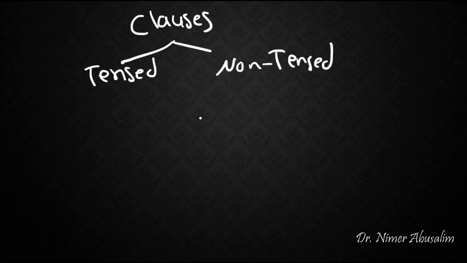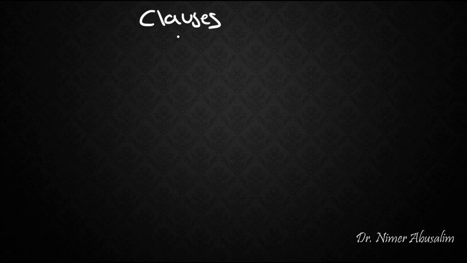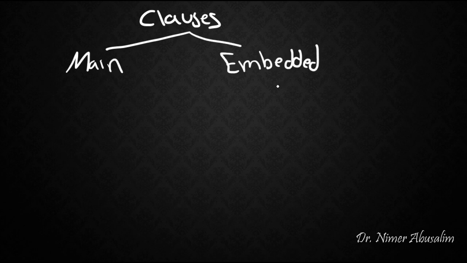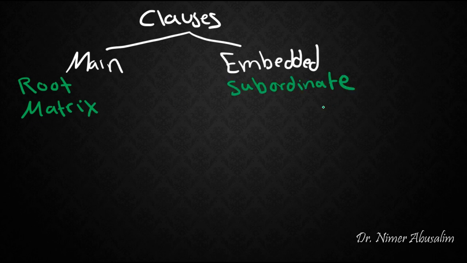In the previous lecture, we talked about clauses and we divided up clauses into two types, tensed and non-tensed clauses. In this lecture, we'll look at clauses from a different point of view. Now, clauses can be broken down into mainly two types, main clauses and embedded clauses. Another name for the main clause is the root clause or the matrix clause. Another name for the embedded clause is the subordinate clause.